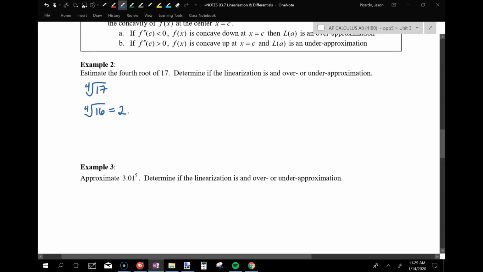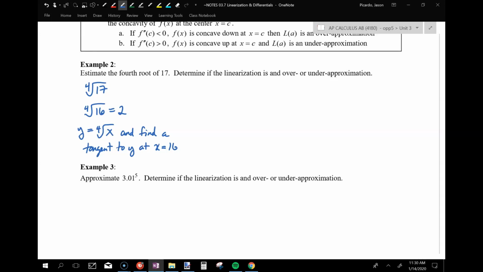So what am I going to do? Well, I'm going to consider a function, the fourth root of x, and I'm going to linearize and find the tangent equation at x equals 16, right? Because 16 is really, really close to 17. And if we know 16, we can get a really, really good estimate, right? Make sense?